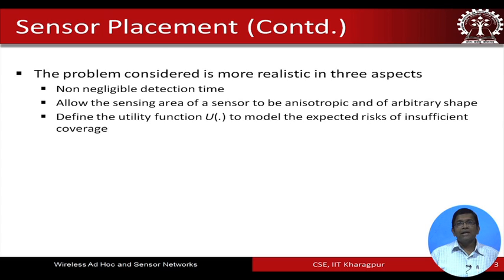And the third is defining the utility function to model the expected risks of insufficient coverage. The utility function concept has been borrowed in the optimization literature from microeconomics. Utility function means that by doing certain things, how much is the utility to the users or, let us say, customers in certain scenarios. So, you have to define the utility function in such a way that the expected risks of insufficient coverage could be computed.